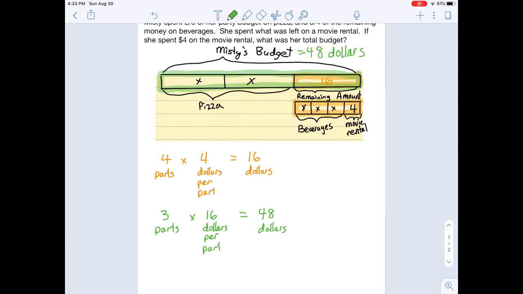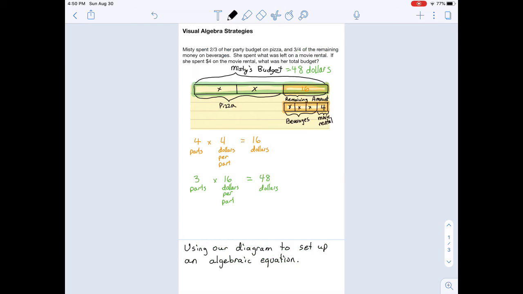So we took a relatively complicated problem and broke it down with a strip diagram and were able to come up with the solution. Let's use our strip diagram to help us set up an algebraic equation. The first thing we're going to do is define our variable.